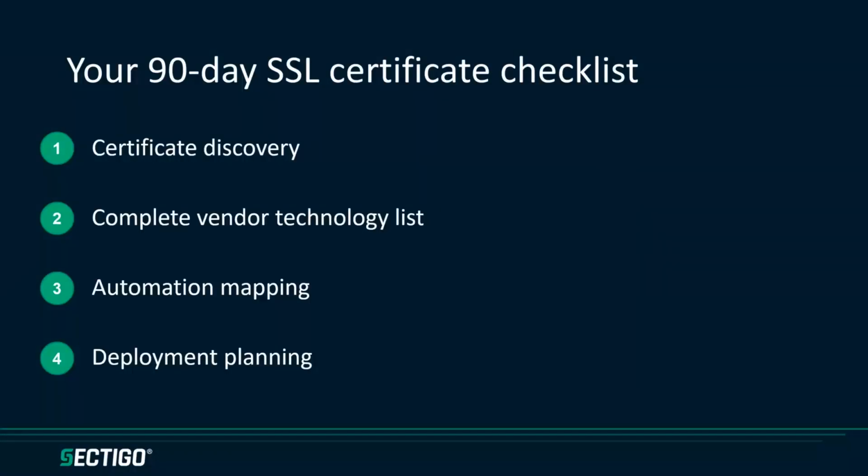We better be. So again, just to recap, certificate discovery is your step 1. Your complete vendor technology list is your step 2. Automation mapping is your step 3. And deployment planning is your step 4. And then go back to 1 again and continue maintenance of it until you've actually made the transition to 90-day certificates.